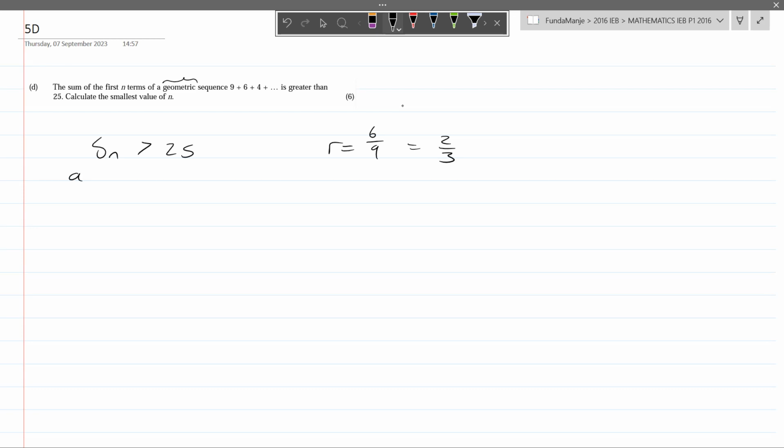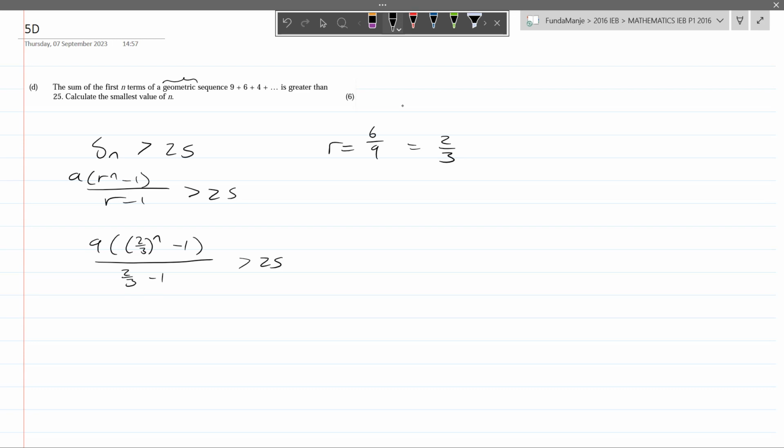Anywho, we have our equation: a(r^n minus 1) over (r minus 1) should be greater than 25. Then we have the value of a, which is 9. So 9 times open brackets, 2 over 3 to the power of n, which is what we're looking for, minus 1, all over 2 over 3 minus 1. Then we say this has to be greater than 25.